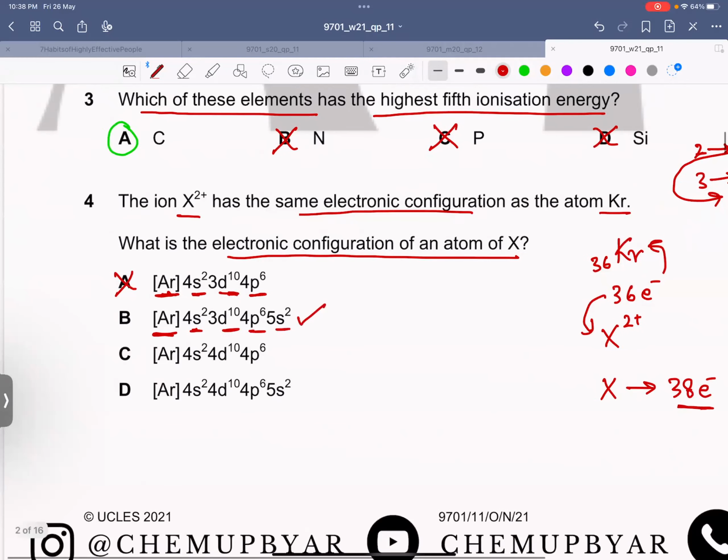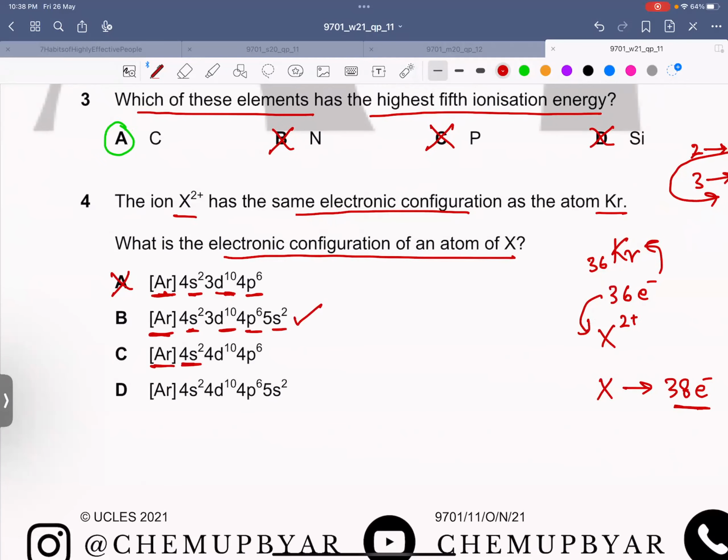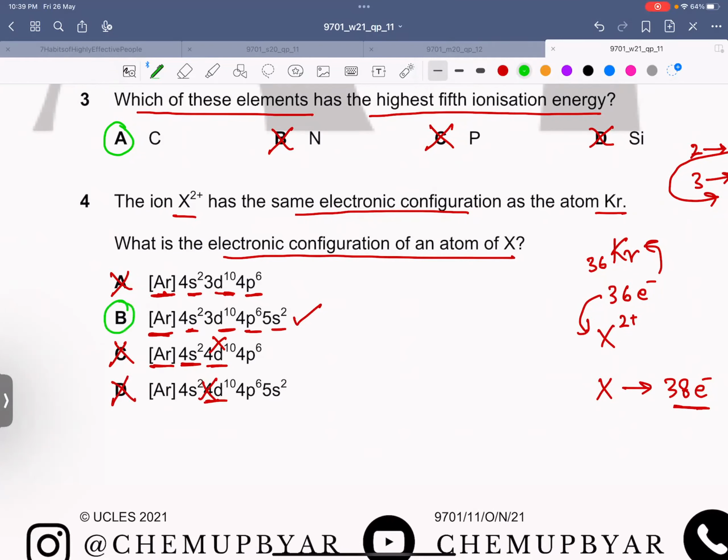Here, 18 electrons, 4s2, 20 electrons, 4d10. This is wrong. After 4s, 3d would fill, as we have discussed in atomic structure. So C goes wrong. Remember, after 4s, 4d will not fill. First 3d will fill, then there will be 4p. In the same way, here there is a 4d, so this goes wrong as well. So your correct answer will be B over here. Is this clear? If anyone has any doubt, please ask.